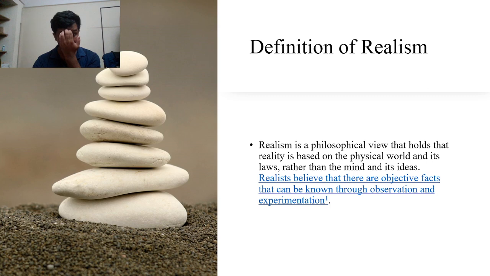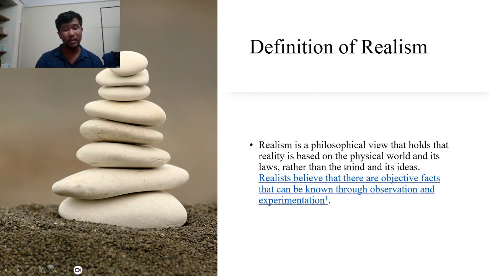Now here we can see the definition of realism. What is realism? Realism is a philosophical view that holds that reality is the physical world. What is available? There is a stone. Yes, this is real. Near the sea there is a sea. Okay, this is also the physical world. You have eyes, you have a nose, you have a body, you have a house. Those are physical things, right? Physical objects. So you have a car, a bike, a mobile, whatever things are available, which we can see. This is what realism talks about, and its laws rather than the mind and its ideas.